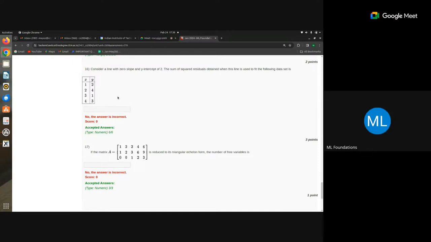Okay. So question number 17 is: if the matrix A is reduced to its triangular echelon form, the number of free variables are?